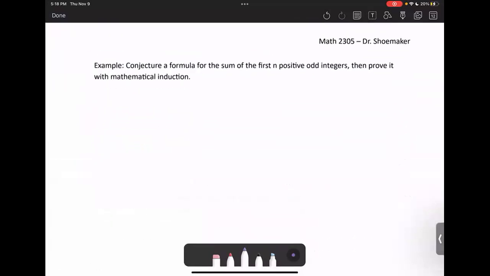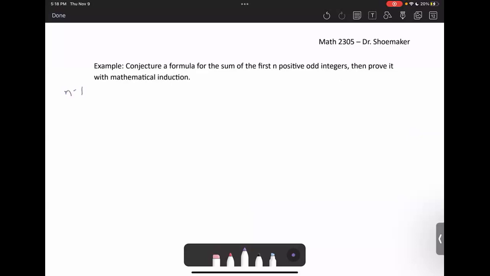So let's think about another one. Let's conjecture a formula for the sum of the first n positive odd integers, and then we want to prove it with mathematical induction. For starters, we need to come up with a formula for the sum of the first n positive odd integers. Okay, let's think about that.